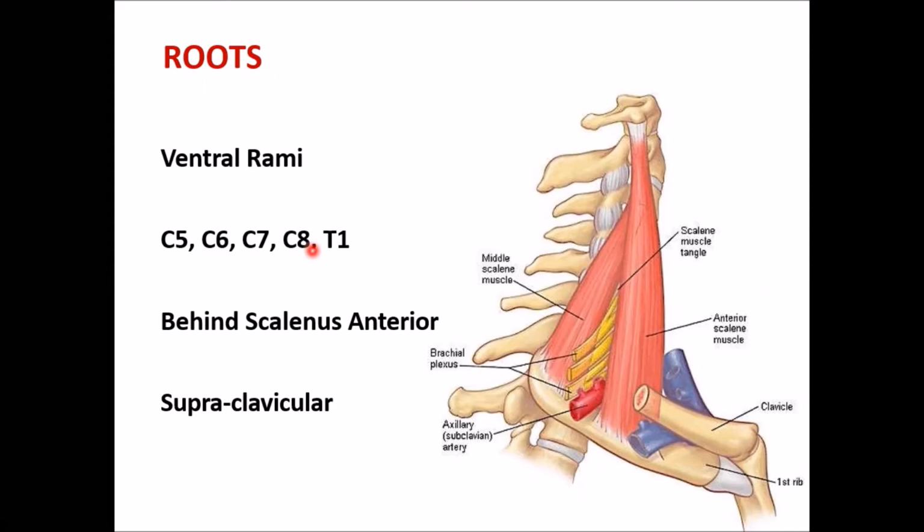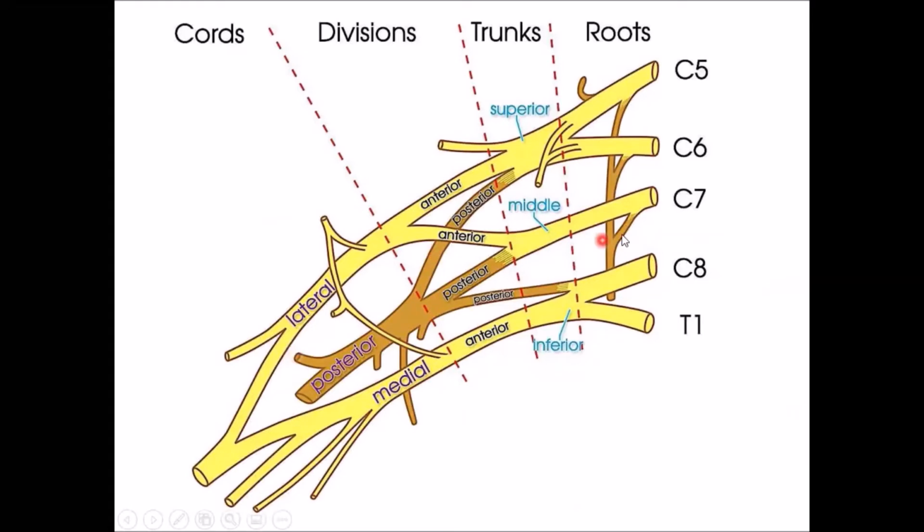Then where the roots are located, they are lying behind the scalenus anterior muscle. You can see in this picture, this is anterior scalene muscle, this is middle scalene muscle, and the roots are emerging in between these 2 muscles, and they are in the supraclavicular region. As you can see, this is the clavicle, and they are lying in the supraclavicular region. So 4 things: ventral rami, C5, 6, 7, 8, T1, they are coming behind the scalenus anterior muscle and lying in the supraclavicular region. Again, as you can see, 5 roots coming from C5, C6, C7, C8, T1.